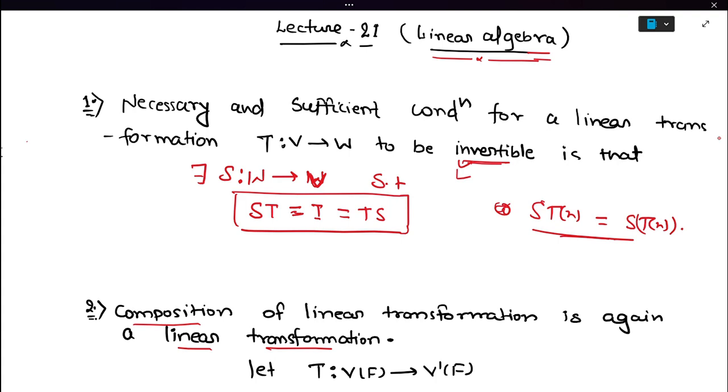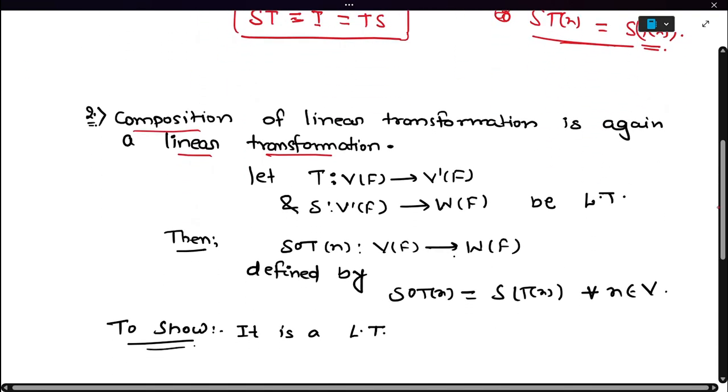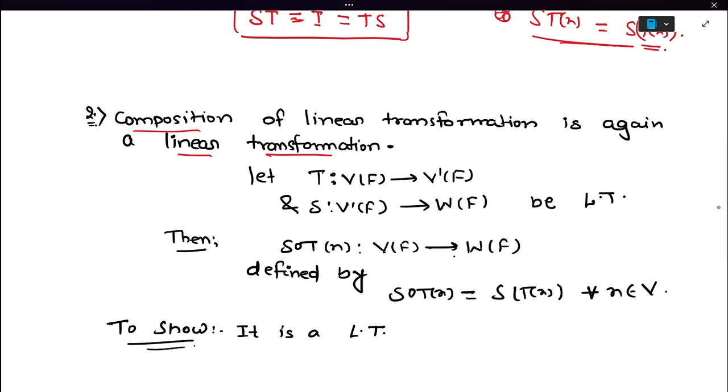Here the operation between the functions S and T is composition, and it is defined for all x as S T of x equals S of T of x. Now we will show that the composition of linear transformations is again a linear transformation.